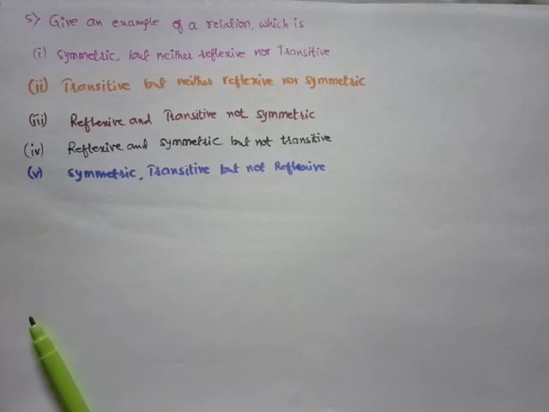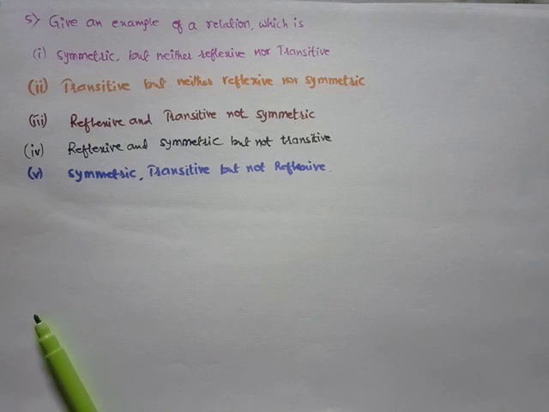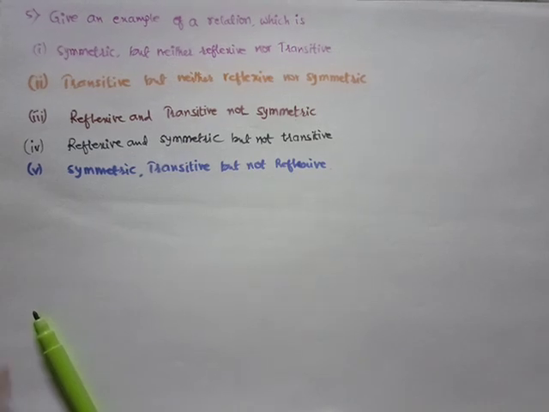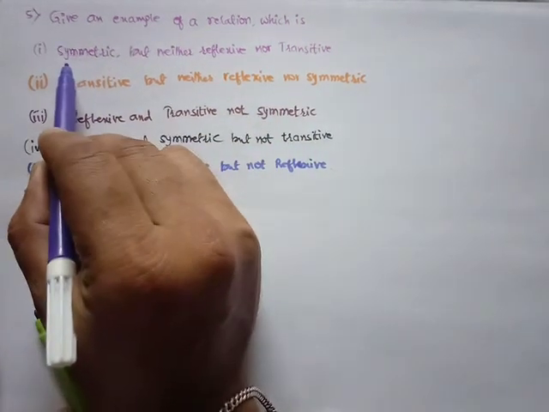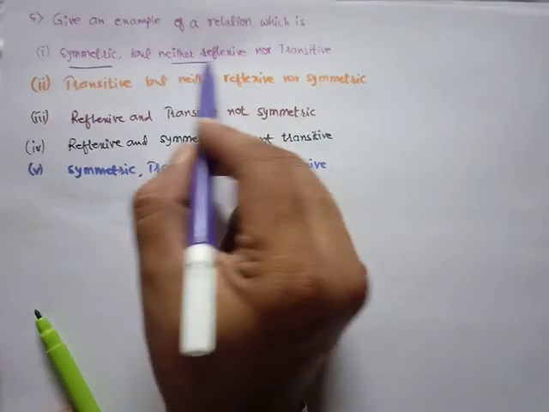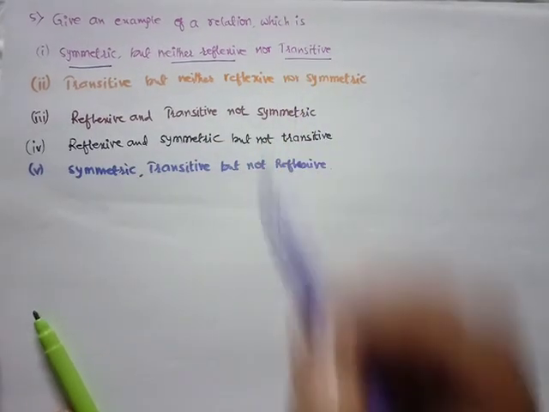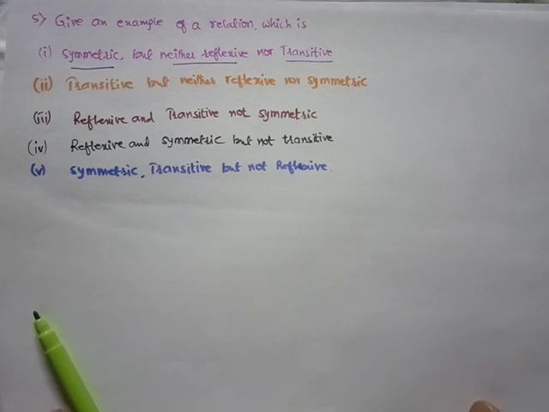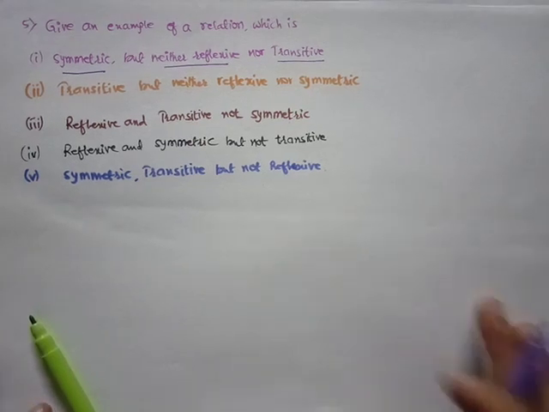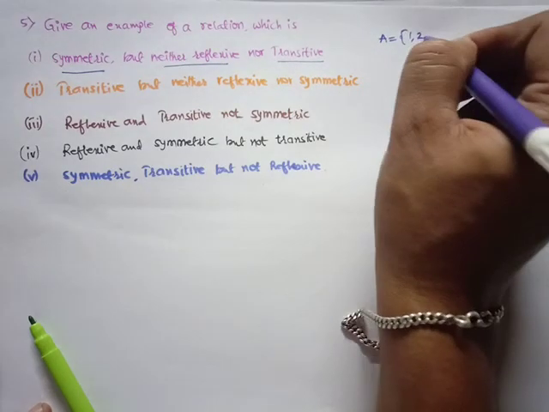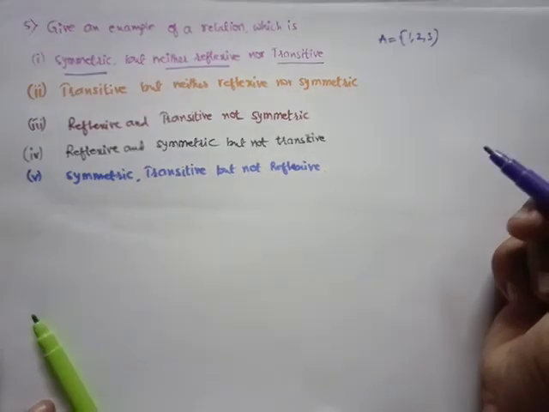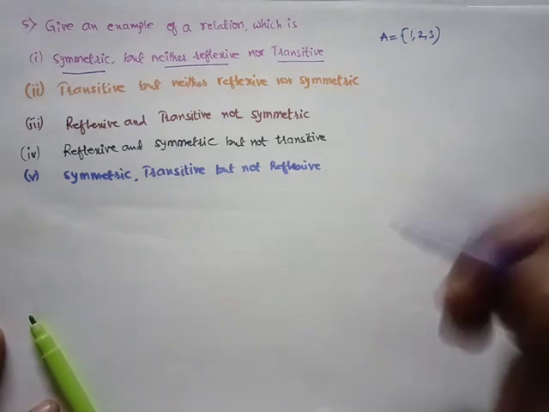Coming to the next question. Give an example of a relation which is symmetric but neither reflexive nor transitive. First of all, taking a set A, the set {1, 2, 3}, now we will define the relation.